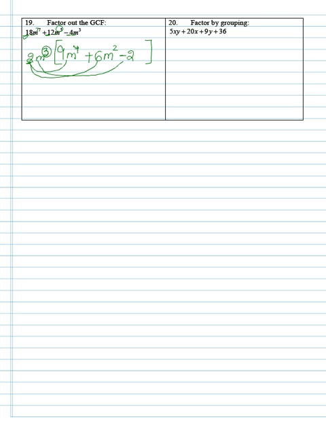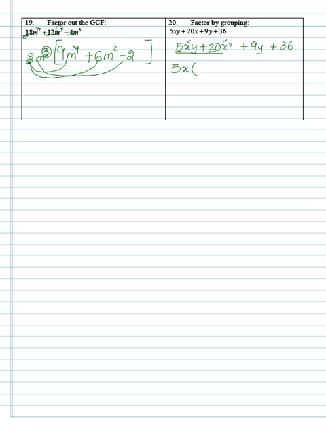Factor by grouping is the next problem. Whenever they say factor by grouping, they're telling you to work with the first 2 and the last 2 separately. So I'm going to work with the first 2. From 5 and 20, what can I factor? 5. From x and x, I can factor an x. I can't factor a y because I don't have a y here.